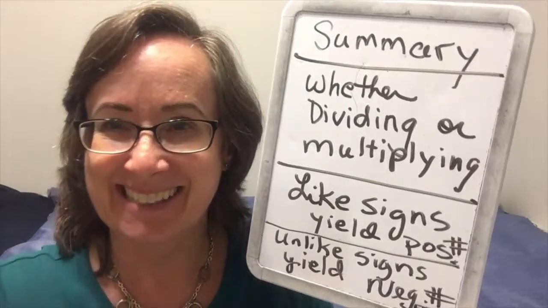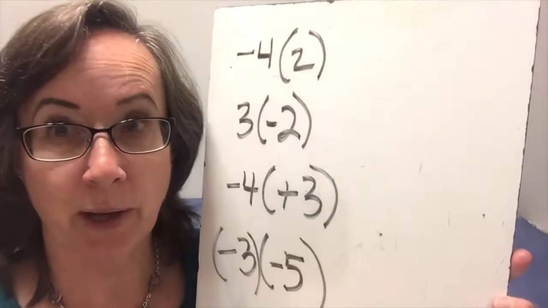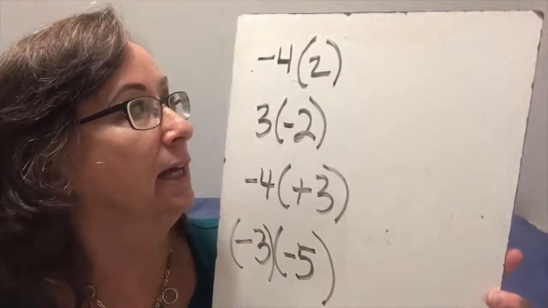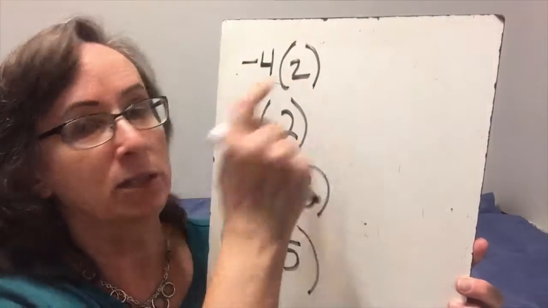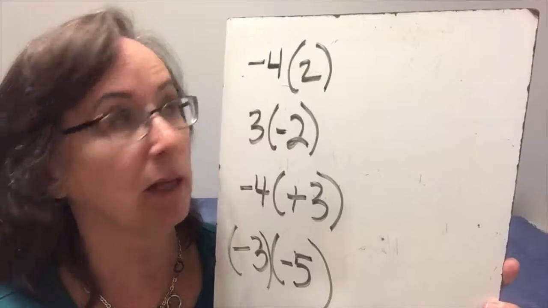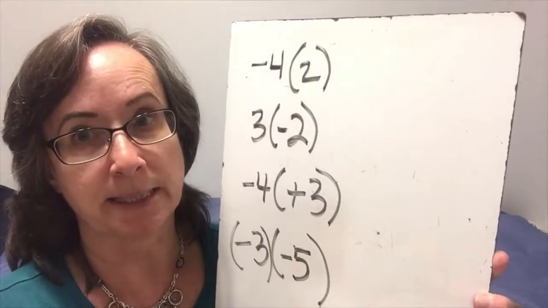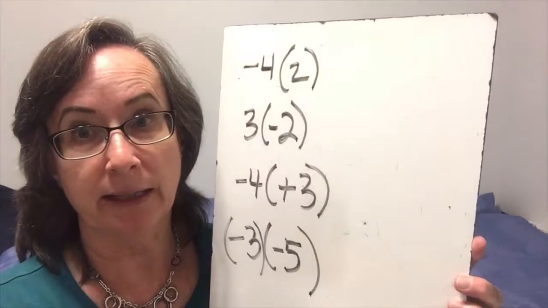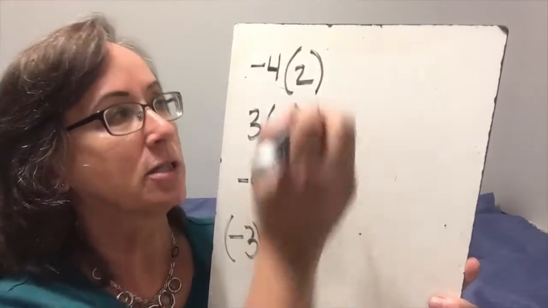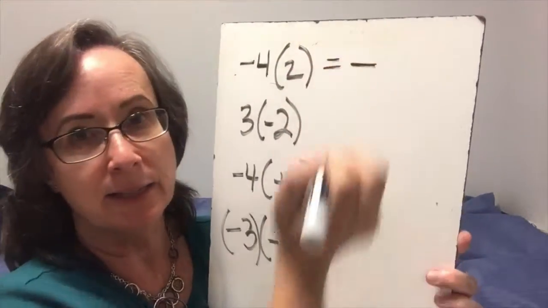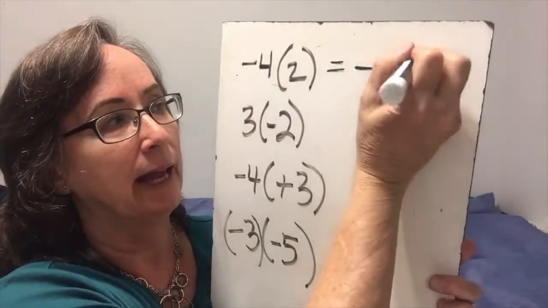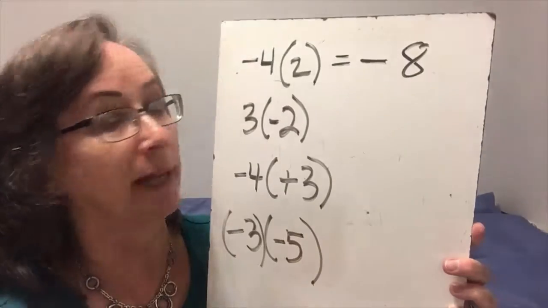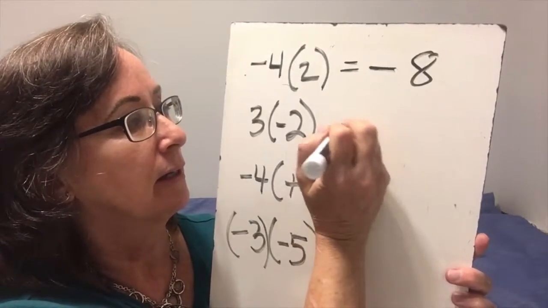All right, let's practice. Here are our first four practice problems at the back part of lesson 9. So here we have negative 4 times 2. What we want to take note of is they are opposite signs. Opposite signs, when we're multiplying or dividing, will yield a negative result. So negative is the sign and 8 is the numeral part. Okay, so negative 8 is the answer.